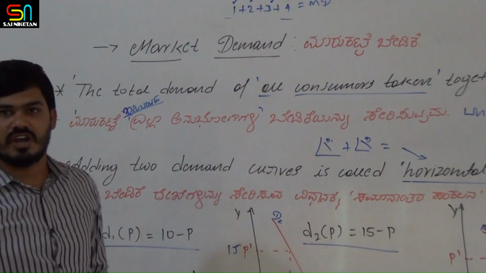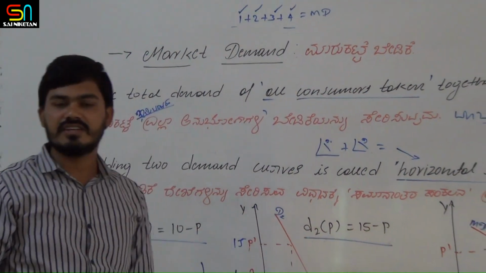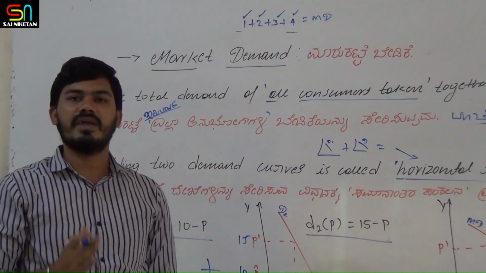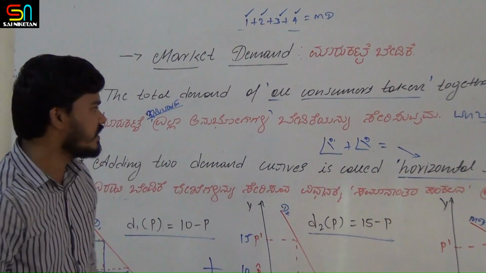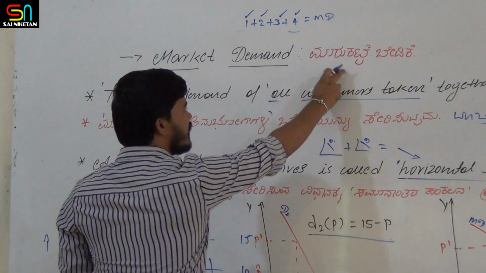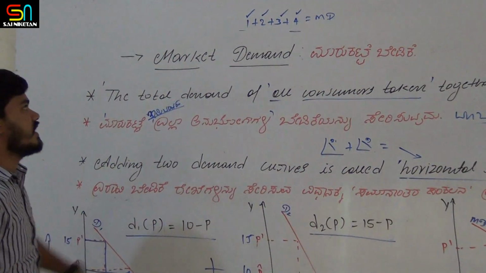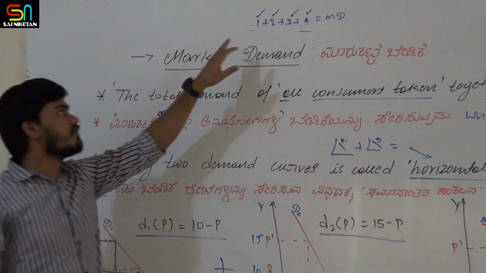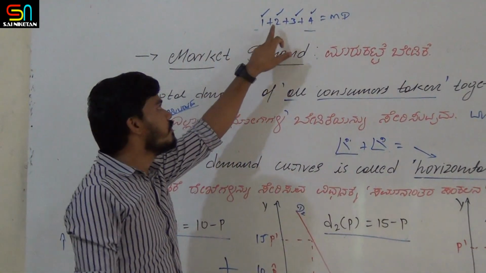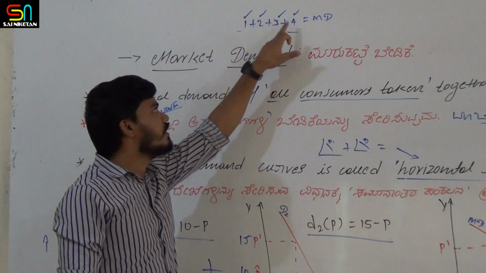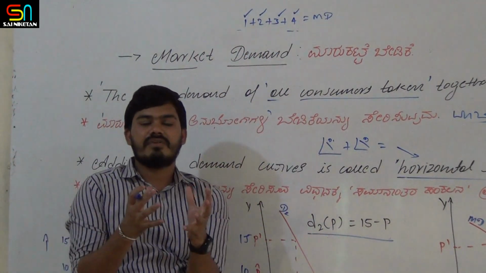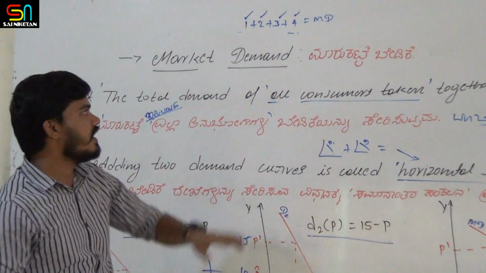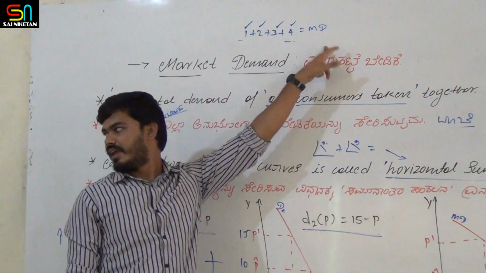ಅಲ್ಲಿ ರಾಮ ಇದ್ದಾನೆ, ಶ್ಯಾಮ ಇದ್ದಾನೆ, ಗೀತಾ ಇದ್ದಾಳೆ, ಹರೀಶ ಇದ್ದಾನೆ, ಸತೀಶ ಇದ್ದಾನೆ, ಈ ರೀತಿ ಅನೇಕ ಜನ ವ್ಯಕ್ತಿಗಳು ಇದ್ದಾರೆ. ಆ ಎಲ್ಲಾ ವ್ಯಕ್ತಿಗಳ ಬೇಡಿಕೆ ರೇಖೆಯನ್ನು ನಾನು ಪ್ಲಸ್ ಮಾಡಿದಾಗ ಸಿಗುವುದು ಮಾರುಕಟ್ಟೆ ಬೇಡಿಕೆ ಆಗಿರುತ್ತೆ. ಫಾರ್ ಎಕ್ಸಾಂಪಲ್, ಮಾರುಕಟ್ಟೆ ಬೇಡಿಕೆ ಯಾವ ರೀತಿ ನಿರ್ಧಾರ ಆಗುತ್ತೆ ಅನ್ನೋದನ್ನ ನೋಡೋದಾದ್ರೆ, 1, 2, 3, 4 ಈ ರೀತಿ ಅನೇಕ ವ್ಯಕ್ತಿಗಳ ವೈಯಕ್ತಿಕ ಬೇಡಿಕೆ ರೇಖೆಯನ್ನು ಒಂದೊಂದಾಗಿ ಸೇರಿಸುತ್ತಾ ಹೋದಂತೆ ನನಗೆ ಮಾರುಕಟ್ಟೆ ಬೇಡಿಕೆ ಸಿಗುತ್ತೆ.